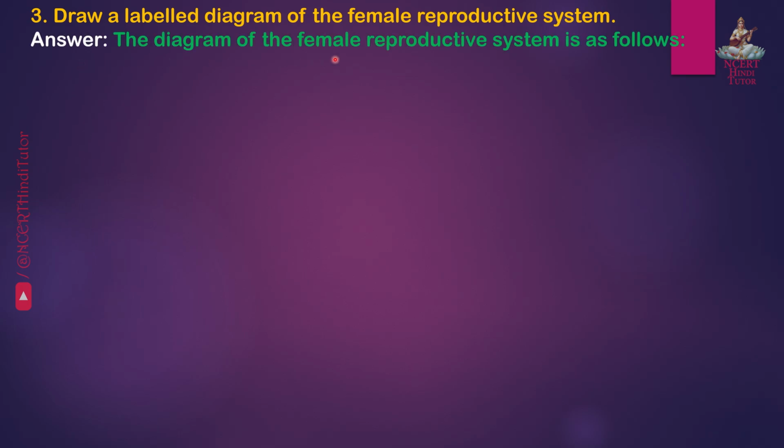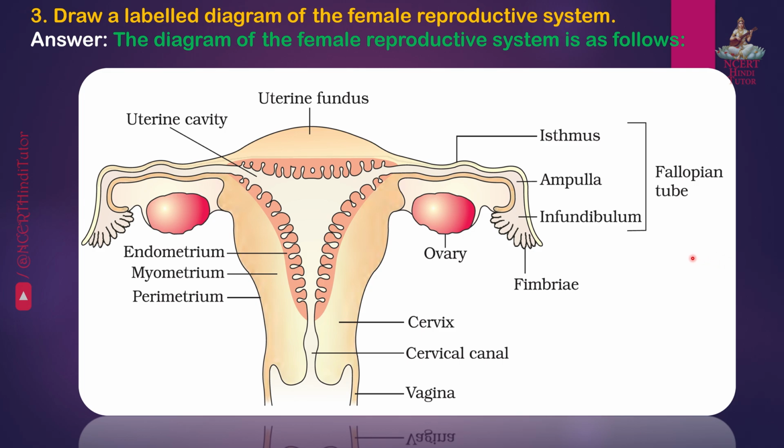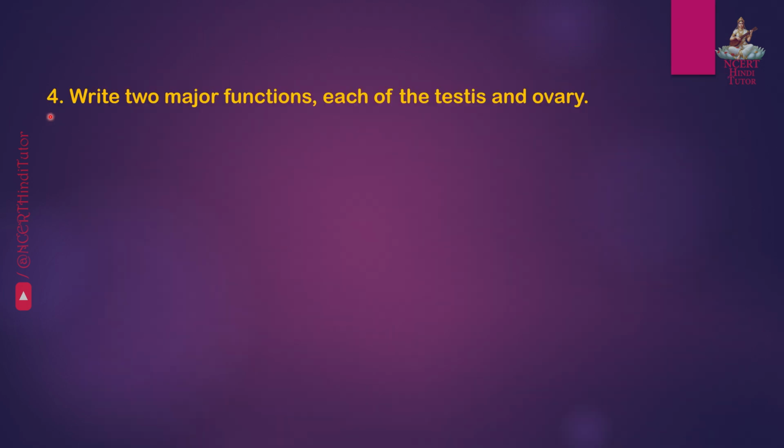Answer. The diagram of the female reproductive system is as follows. So friends, this is the female reproductive system. This is uterine fundus. This is uterine cavity. This is endometrium. This is myometrium. This is perimetrium. This is isthmus. This is ampulla. This is infundibulum. This is fimbriae. This is ovary. And these are collectively called fallopian tube. This is cervix. This is cervical canal. And this is vagina.